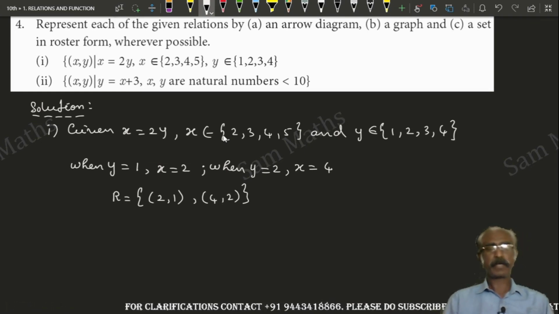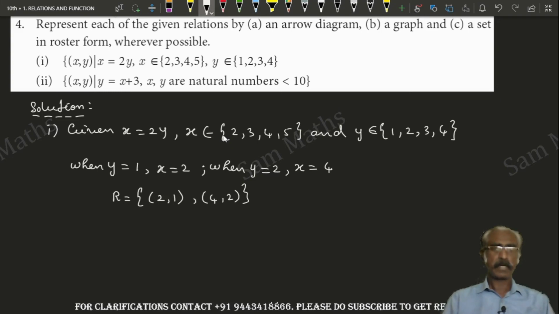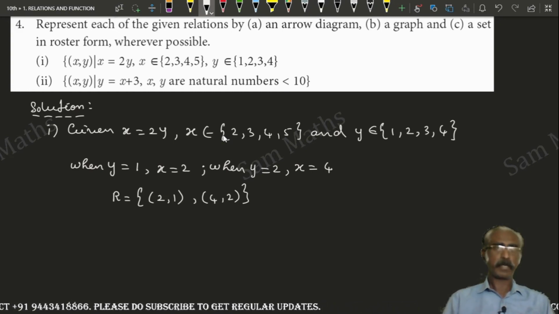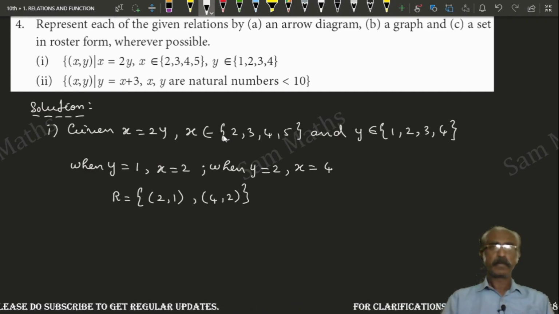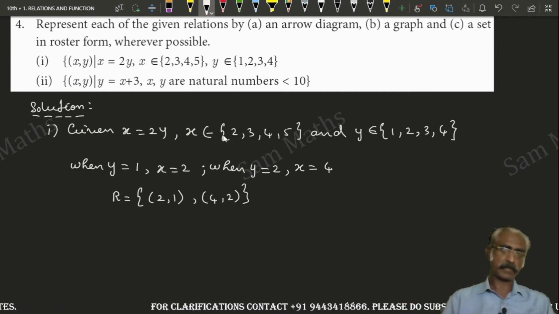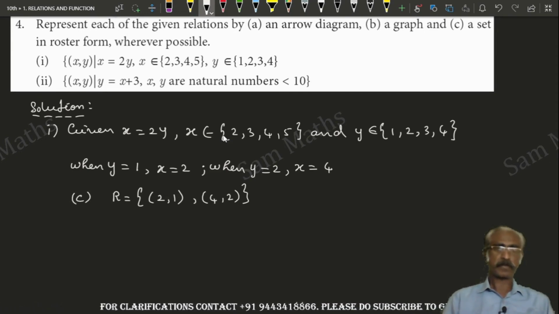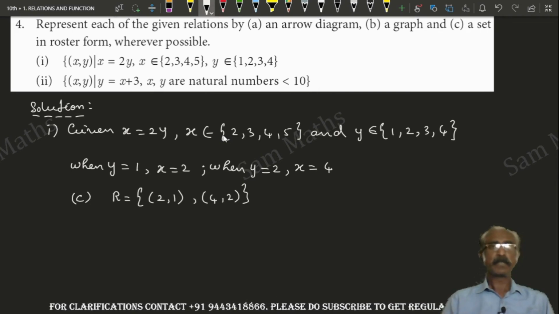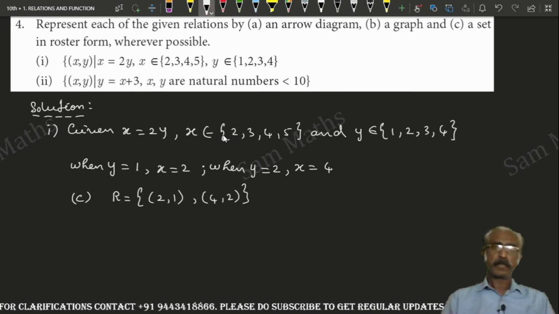While writing the relation, you have to be careful. Normally, suddenly if you are looking there, we used to take (1, 2). But y is equal to 1 and x is equal to 2. It should be in the order x, y. It's given in the problem. Now we have to draw the arrow diagram, then the graph, and the set in roster form. This is the roster form. Am I right? The relation. Now we can go for the arrow diagram.